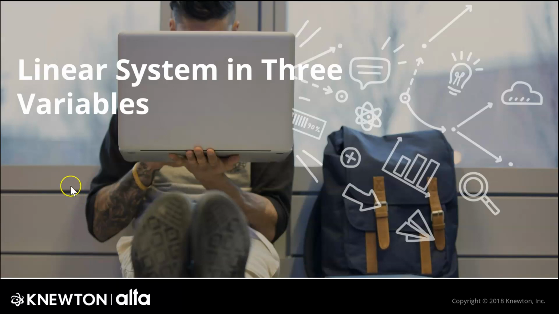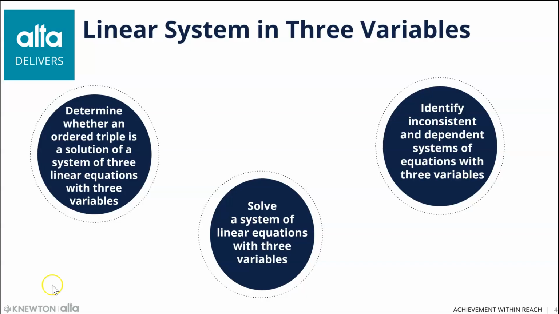Linear systems in three variables. We will learn to determine whether an ordered triple is a solution of a system of three linear equations with three variables. And then we will learn how to solve a system of linear equations with three variables, and then also be able to identify inconsistent and dependent systems of equations with three variables.